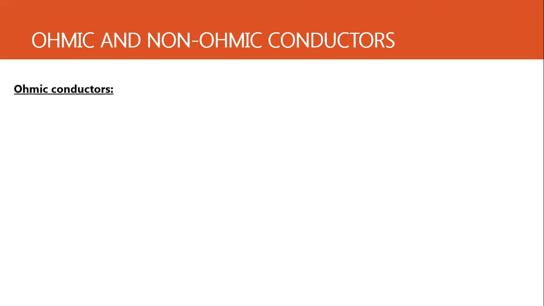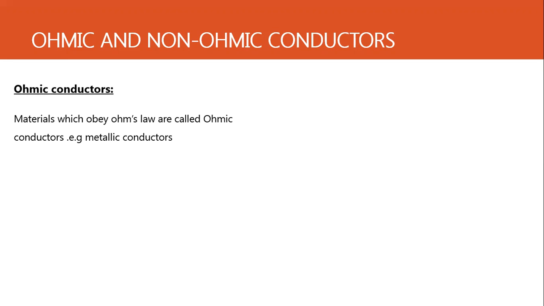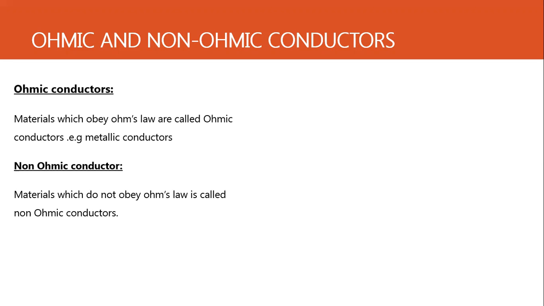What are ohmic conductors? Materials which obey Ohm's law are called ohmic conductors. For example, all metallic conductors. Non-ohmic conductors: materials which do not obey Ohm's law are called non-ohmic conductors.